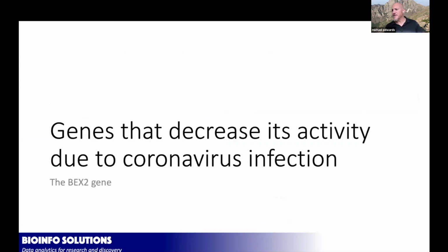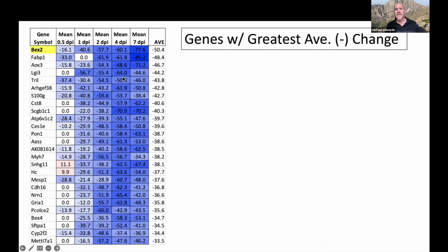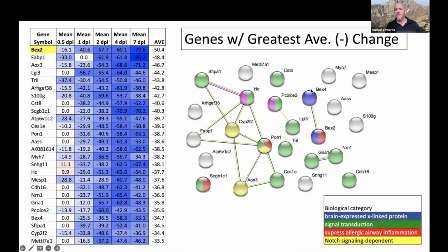What I find, though, is it's sometimes more interesting to look at the genes that actually decrease in expression. So this is the BEX2 gene. Again, same kind of graph here. BEX2 had the greatest average decrease in expression with infection. We can graph that out. Not a lot of connections, not as much as the genes that get induced. But BEX2 is our top one. We're also seeing BEX4, and I also mentioned there's another family member, BEX1, that just missed this cutoff a little bit, but it's also reduced.